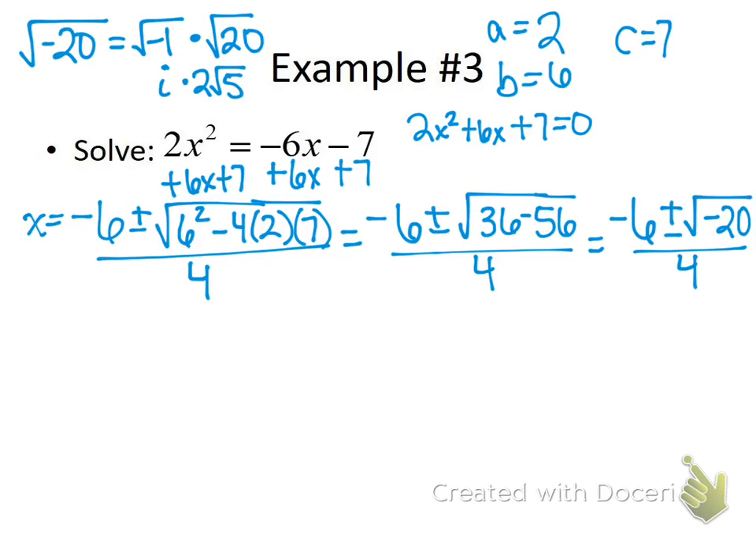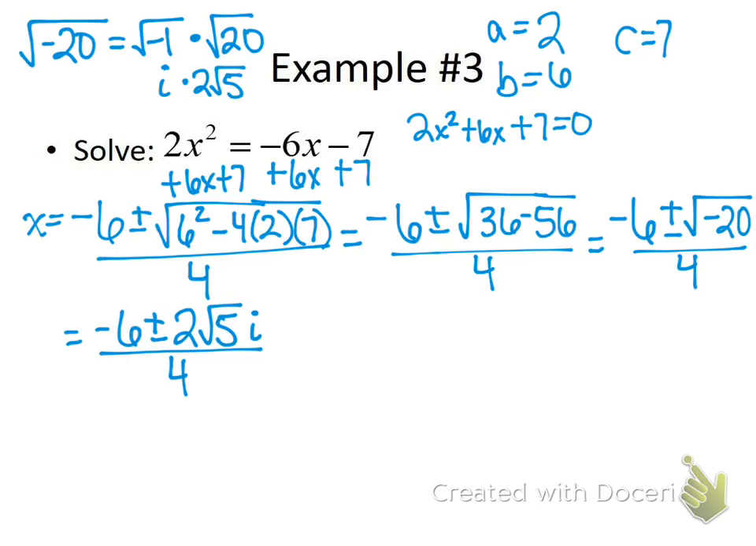Are we all okay with simplifying the square root of negative 20? That's what we spent last Friday doing. We had to do it some more yesterday. So instead of writing the square root of negative 20, I'm going to replace it with 2 root 5i. If you want to put the I in the front, you can. So negative 6 plus or minus 2 root 5i, all divided by 4. Do we have any questions up until that point?